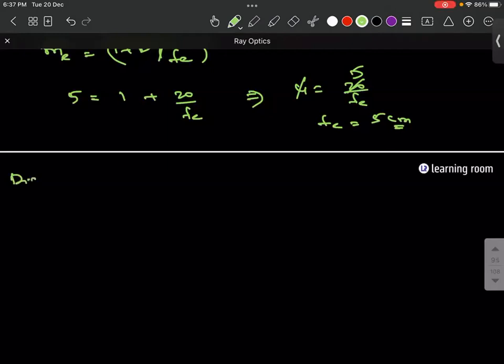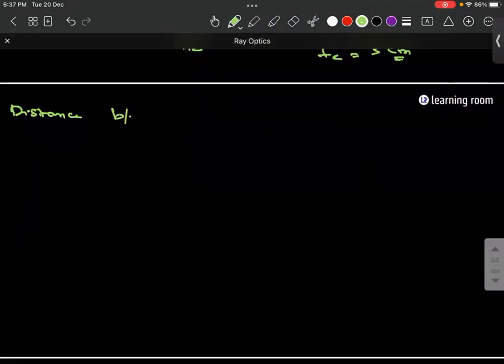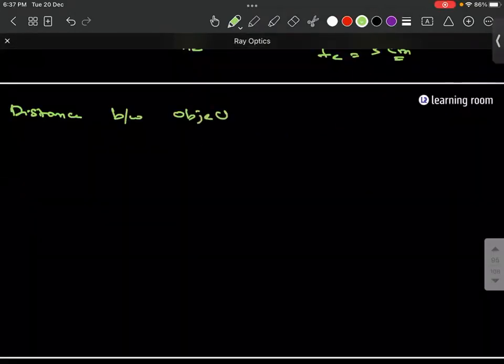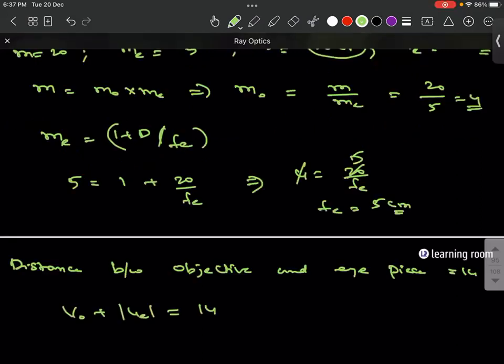Now what did they ask? Distance between objective and eyepiece is 14. So V naught plus magnitude of UE is equal to 14.